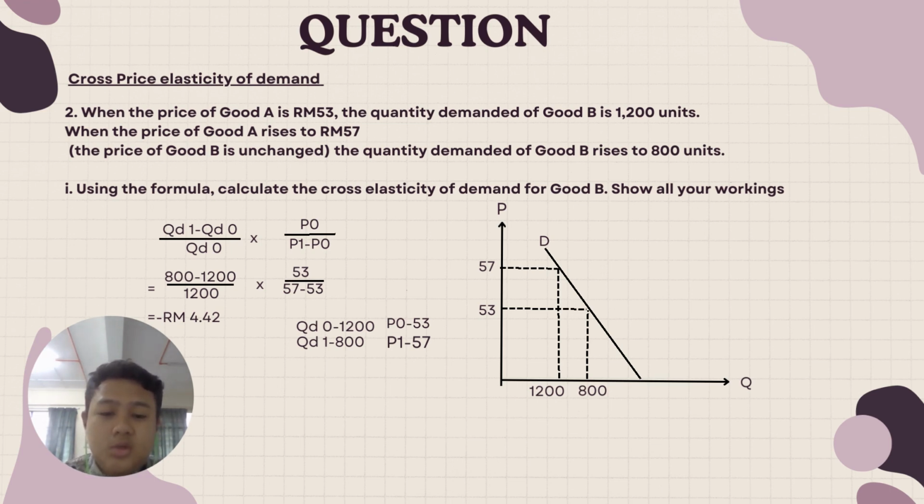As you can see in the graph, the price shifts from RM53 to RM57 and the quantity changes from 1,200 units to 800 units. The change in quantity is bigger than the change in price. Therefore, both goods A and good B are elastic.